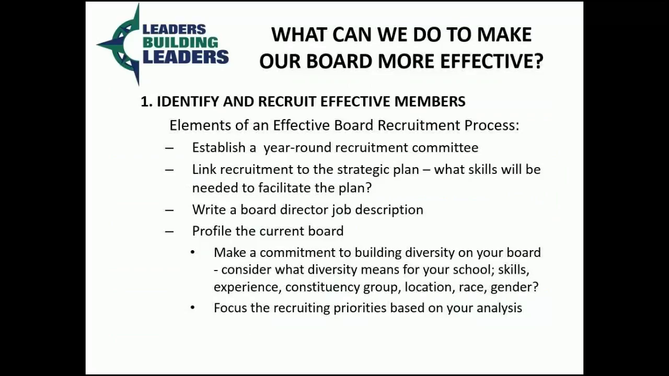Now, what can we do to make our board more effective? Establish a year-round recruitment committee. Link recruitment to the strategic plan. Every year you're doing your survey and you're checking what skill sets do we have. You want to write a board director job description. You should make sure you have clarity so when you're recruiting somebody, you specifically tell them, this is what you would be responsible for. And be profiling the current board. And make a commitment to building diversity on your board.